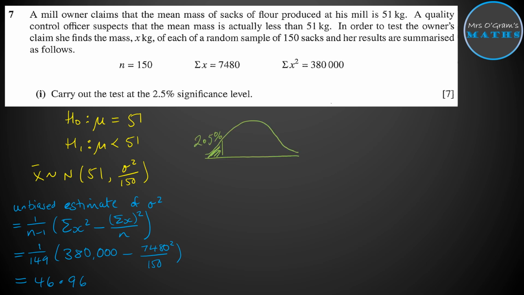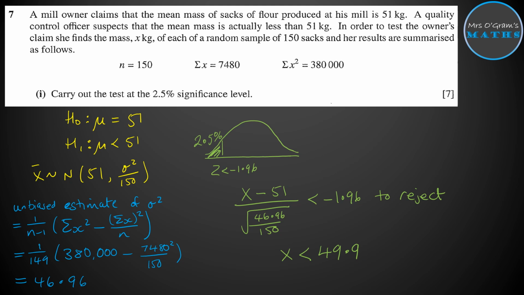So we reject at the 2.5% significance level. That means we'll reject if Z is less than minus 1.96. So if we put that in terms of x, it'd be x minus the 51 over the square root of 46.96 over n, which is 150, that's got to come out to be less than minus 1.96 for the rejection region. So that means if x is less than 49.9, we will reject the null hypothesis.